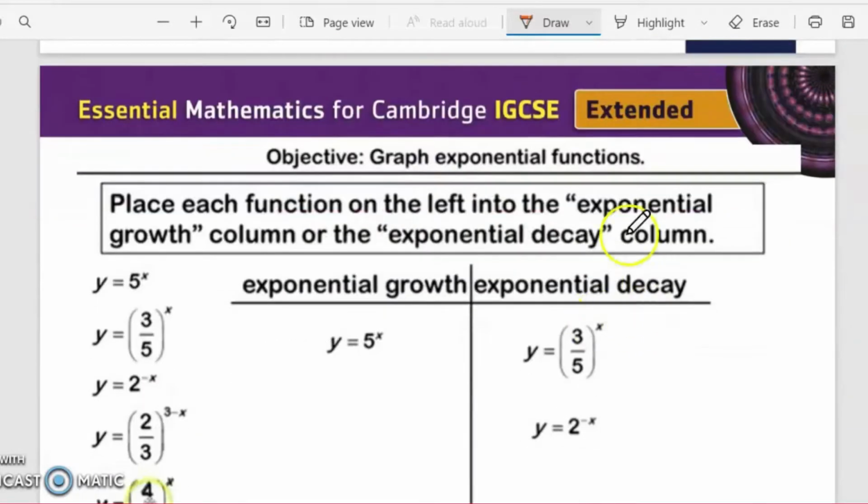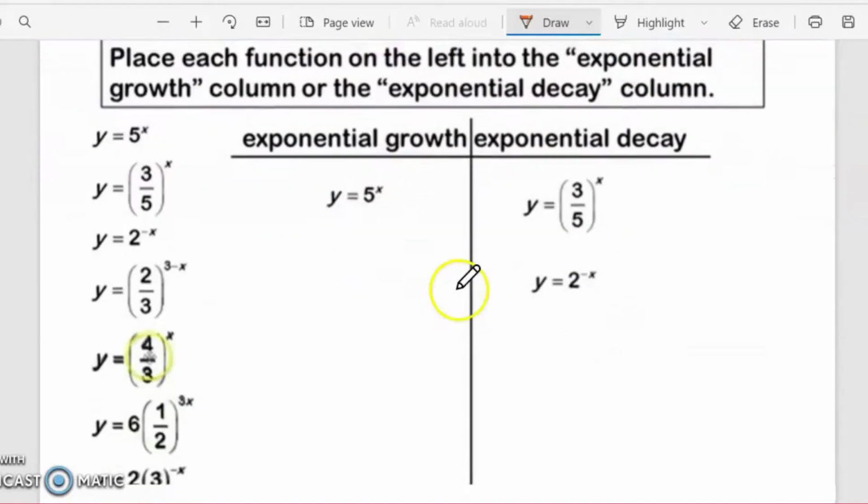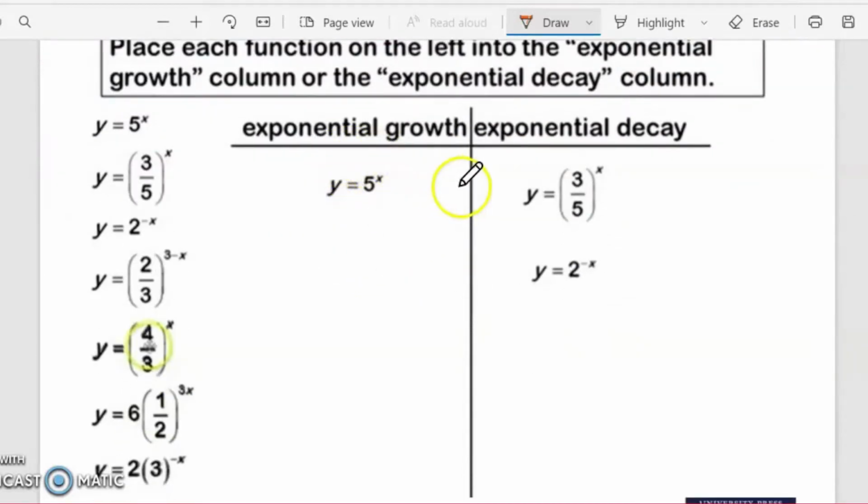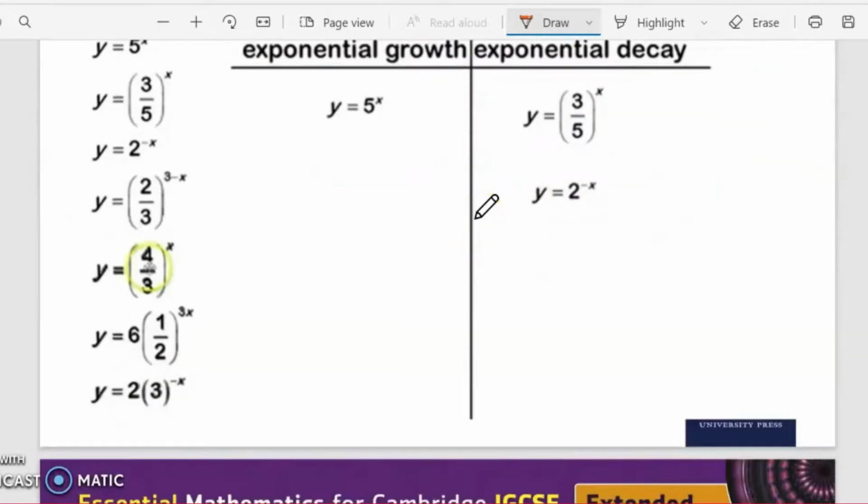Okay, we look at the exponential function. So we have 2 columns for the exponential growth and also for the exponential decay. So we have y equal to 5 to the power of x. This one is x positive, so it's growth. And then y equal to 3 over 5 to the power of x. This one is b less than 1, so this means that it decays, even though this one is positive, when we change the form.